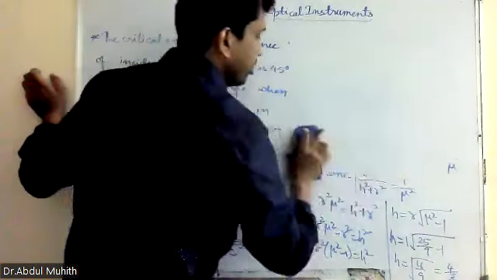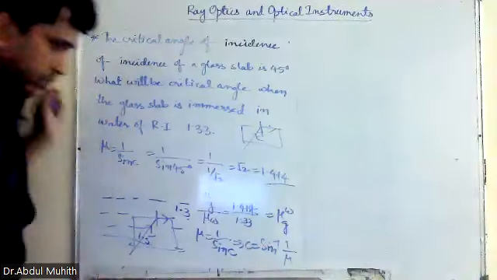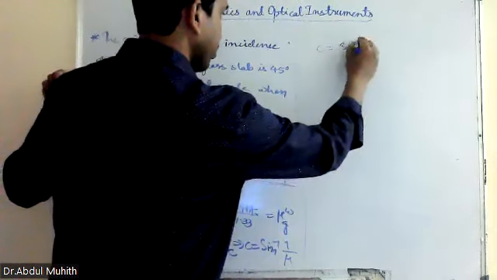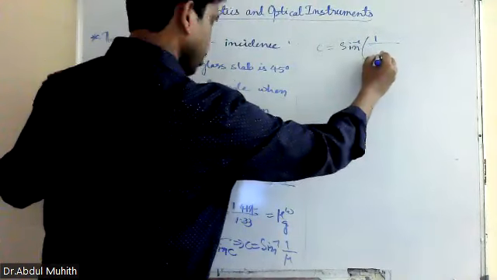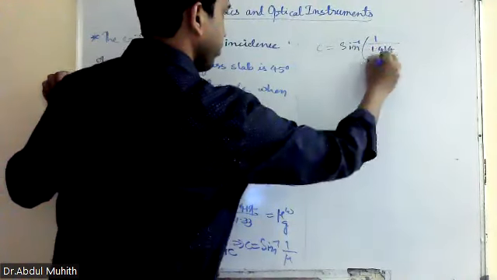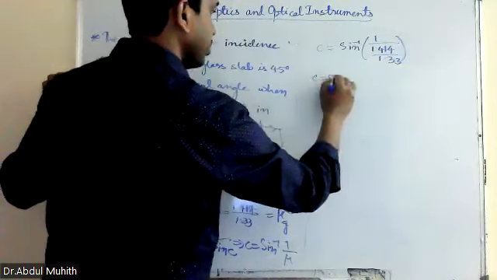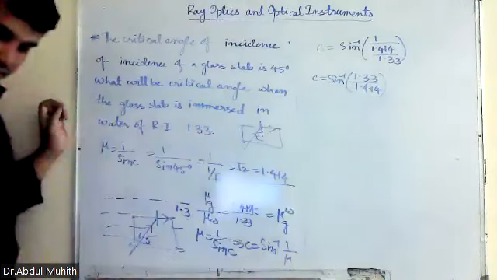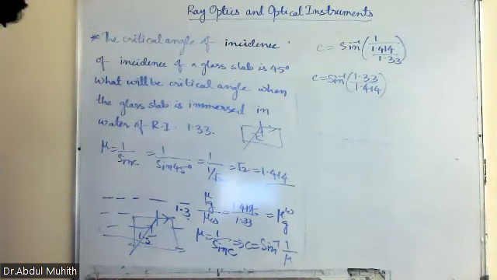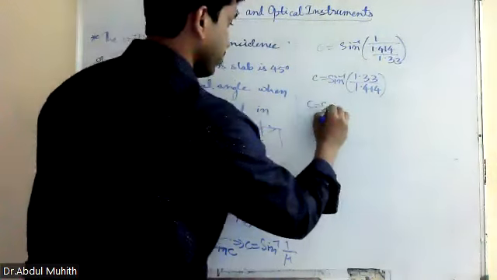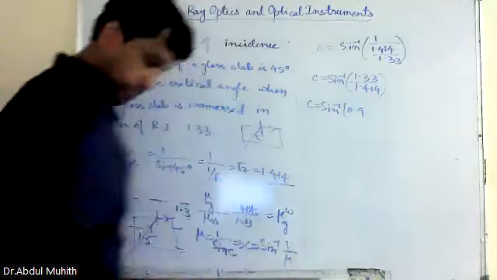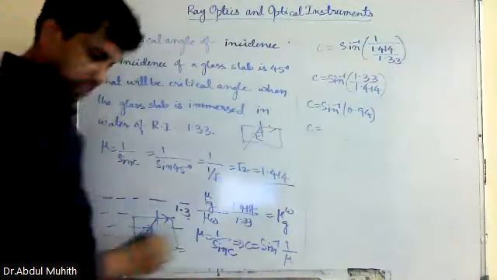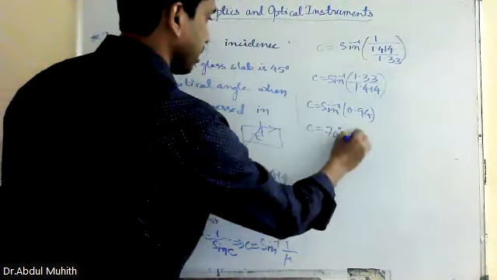So we're going to substitute all these values in that formula. What do we get now? C is equal to sin inverse of 1 by mu. 1 by mu is how much? 1.33 divided by 1.414. So C is equal to sin inverse of 0.94. Okay, so the answer is C is equal to 70 degrees 36 minutes, something like this.